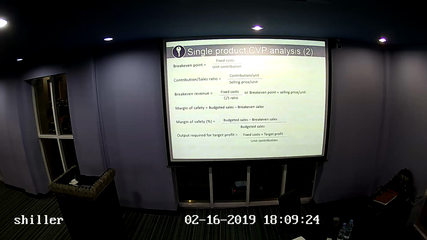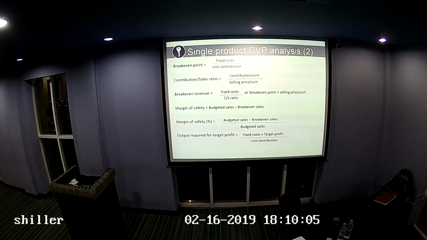Break-even using the CS ratio is fixed cost divided by CS ratio. In other words, I told you earlier, you can have the break-even in number of units or break-even in dollar value. Okay? So, this one here is break-even in number of units, the first one. The second one here is break-even revenue, in US dollars, correct? Okay? The other way you can calculate this is to take the break-even units, multiply by the selling price. Make sense? Yes? Okay.